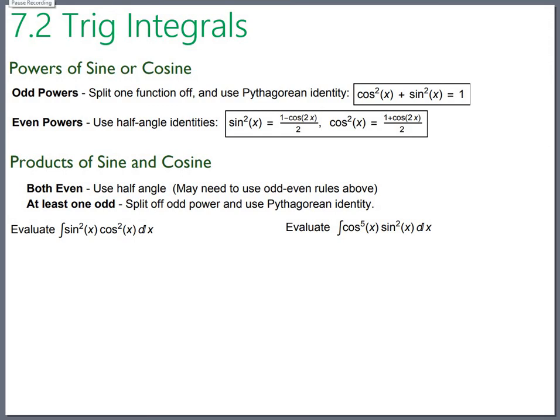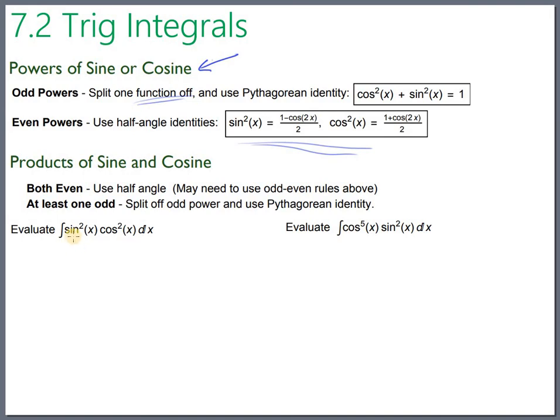Let's look at a couple more examples. In the last video we looked at some of these powers of sine or cosine, and we did an odd power and we did an even power. All of those just had sine or cosine though, and we should look at ones that have both sine and cosine. The advice is basically the same. If they're both even, then use one of these half angle formulas right here. And if you've got at least one that's odd, then we'll split it off and use Pythagorean. So still basically the same ideas.